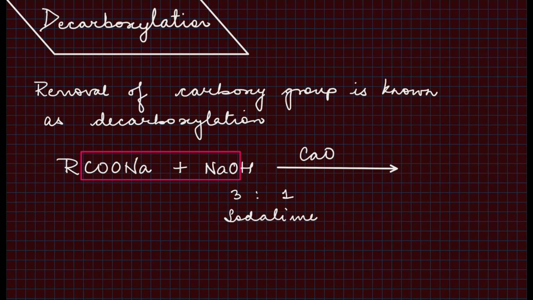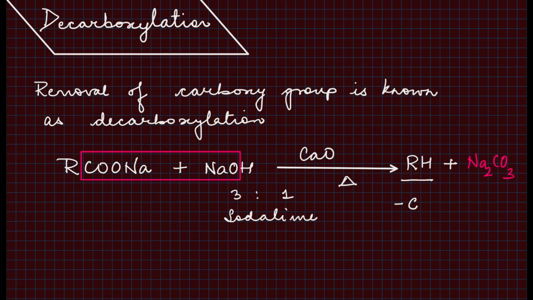and what we get is alkane, and the byproduct is Na2CO3. During the process we require small amount of heat also, and the hydrocarbon, the alkane which we get, will have one carbon less than the starting compound.